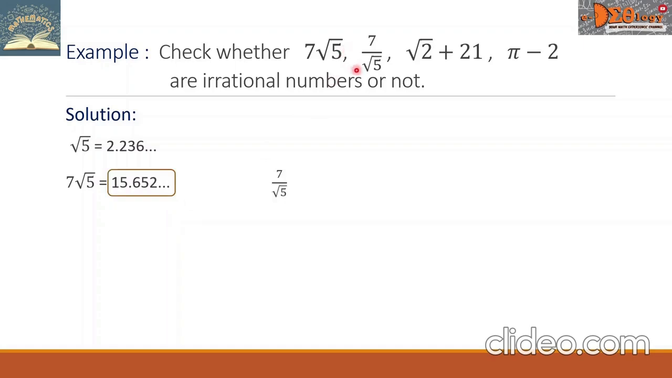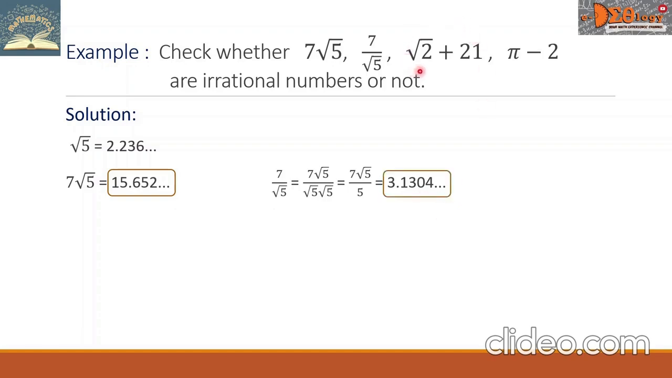Next is the 7 over square root of 5. This is the division of the rational number 7 by the irrational number square root of 5. In here, we can show that we can rationalize the denominator. We multiply this fraction by the value square root of 5 over square root of 5. And by this, the denominator becomes rational and the value is 5. So we have the 7 square root of 5 over 5. It means this value here, we divide by 5. And we will get 3.1304 and so on.